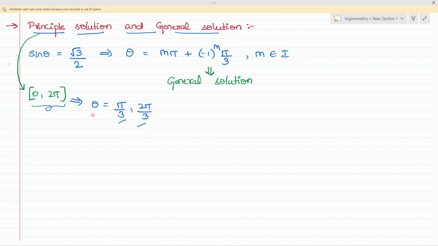In this question, there are only two values which lie in the range. But in a few questions, it might be one solution. It might be 10 solutions. So the number of solutions is not the point over here, but the range is important. In the upcoming videos, we're going to discuss how to derive these general solutions for the different kinds of trigonometric equations.